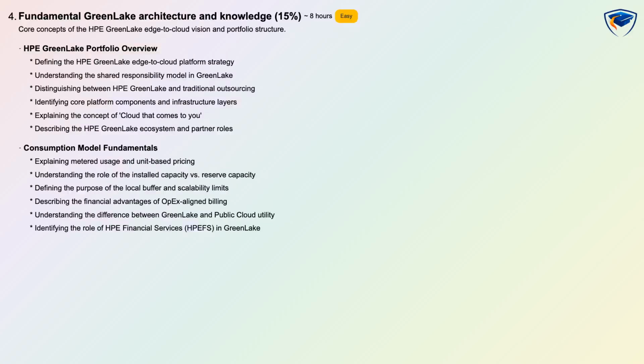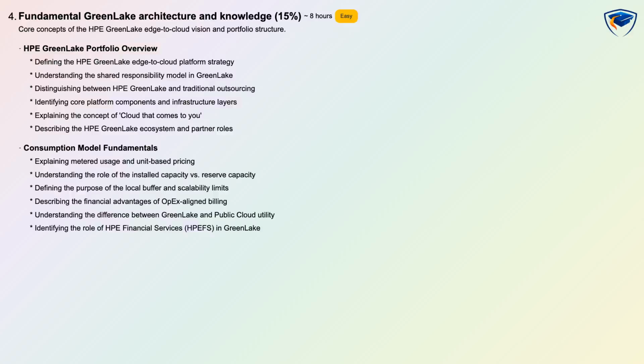Fundamental GreenLake architecture and knowledge is 15% of the exam, rated easy, with roughly 8 hours of conceptual study and scenario practice. This domain explains the edge-to-cloud platform strategy, the shared responsibility model, how GreenLake differs from traditional outsourcing, and the core platform components across infrastructure layers.